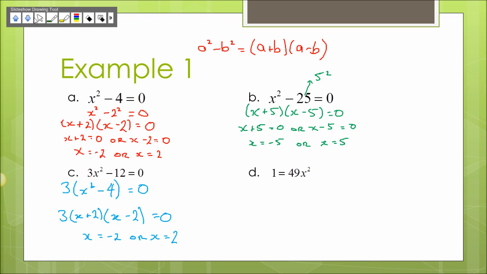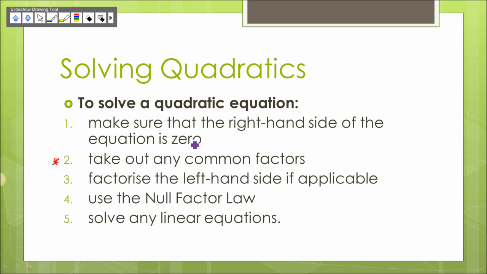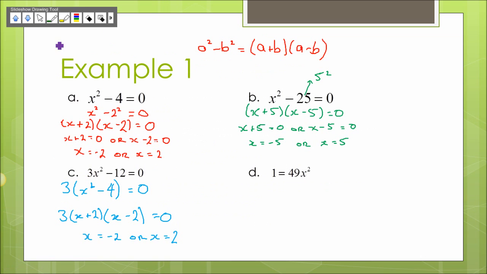Okay, last one. Let's have a look at our steps. First step, make sure that the right hand side of the equation is equal to 0. That's definitely not the case. So we need to move stuff around so that we have 0 on the right hand side. Now there's two ways we could do it. We could move the 1 over here and flip our equation around, or we can move the minus 49 over here. I'm going to do the reverse.